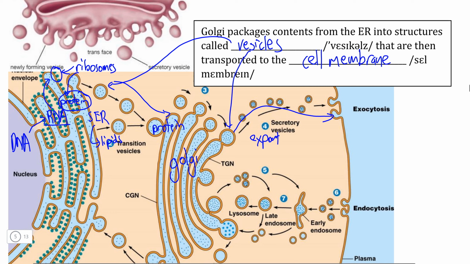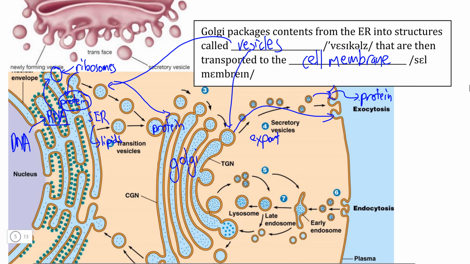Now, because each of these vesicles is made of the same material as the cell membrane is, that means that this vesicle is actually able to attach to the cell membrane, where it would release the protein that ultimately was produced in the RER out of the cell, where the protein would ultimately do whatever it is supposed to do.